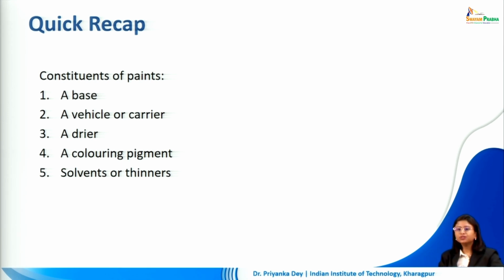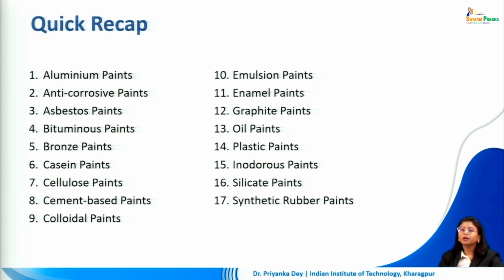So before we end today's lecture, let's take a quick recap of some of the important things that we learned today. There are 5 chief constituents of paint. The first one is called a base. The next is a carrier or vehicle. Third is a dryer. Fourth is the coloring pigment. And fifth is the thinner. There are many types of paints which are available in the market. We are going to take a look at this again because it was an exhaustive list.